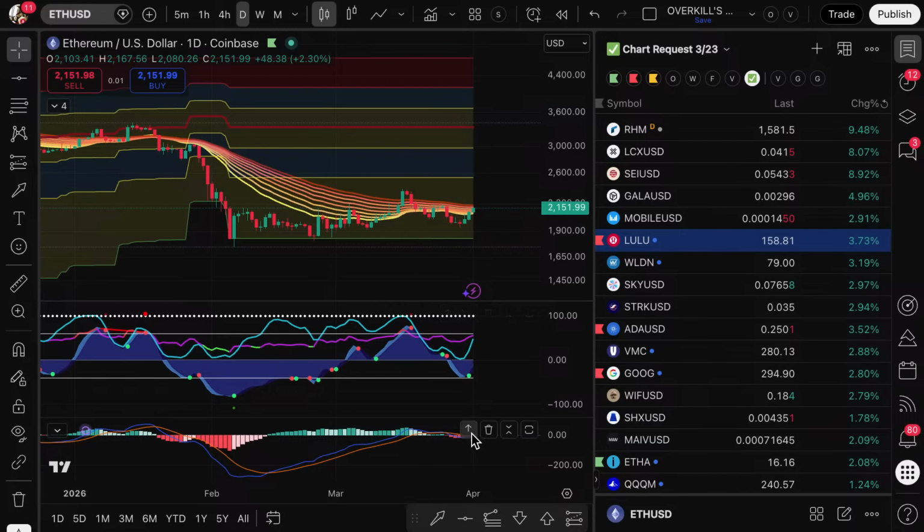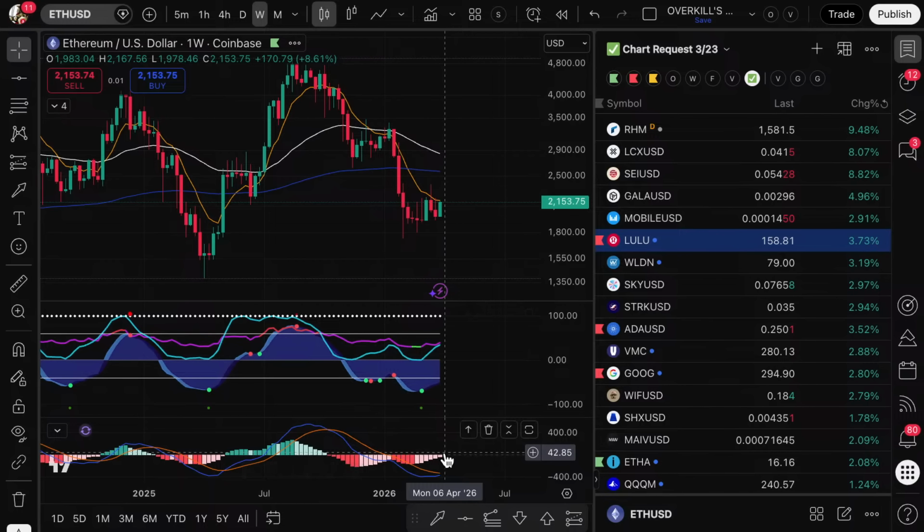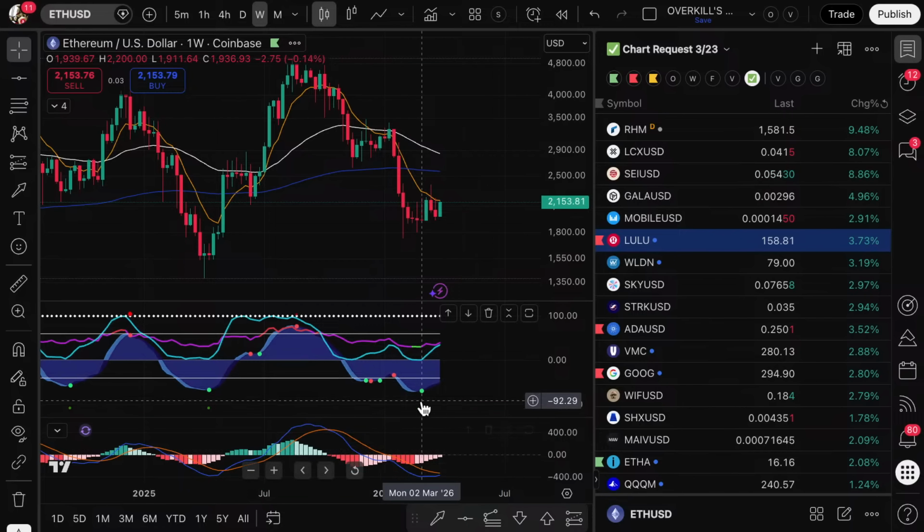So like Ethereum, you can see the MACD's about to cross over, which is a bullish indication, right? We could say that's going to probably happen next week, because we got the signal here on the daily, and then the weekly looks like it's probably going to happen in the next couple of weeks.